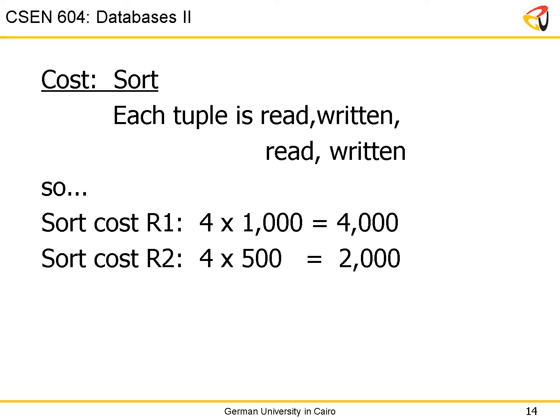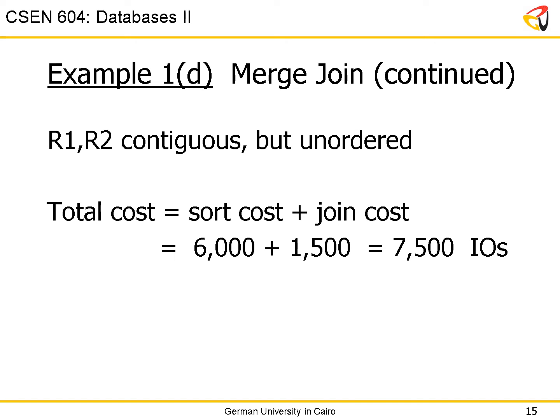Okay, so now we'll have to add this to the cost of the next phase that we've already done, which is doing the join, which was standing at 1,500. So the total cost is, the sort cost is 6,000 IOs and 1,500, as I mentioned, for the join. So in total it is 7,500 IOs.